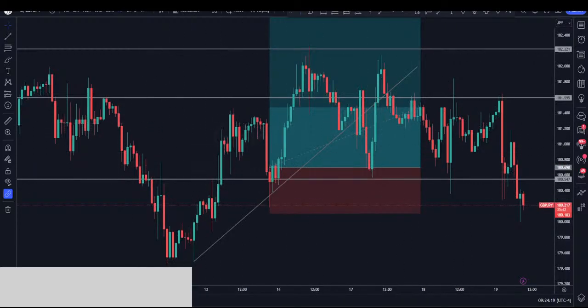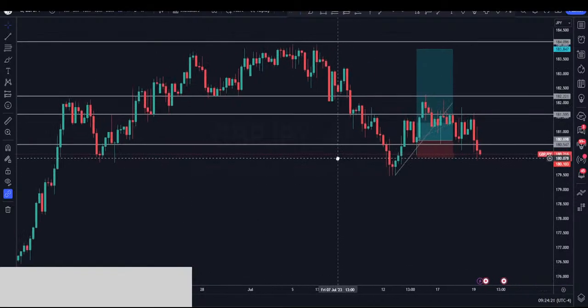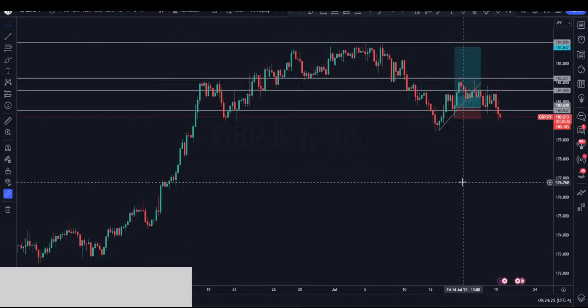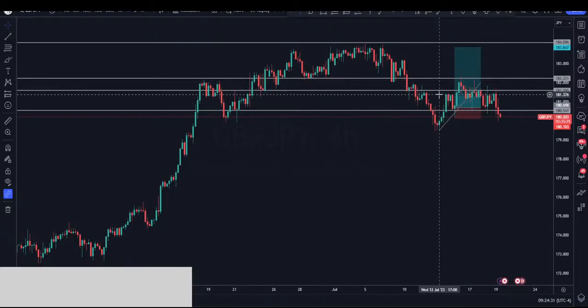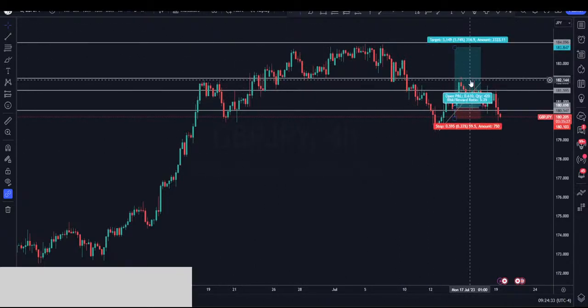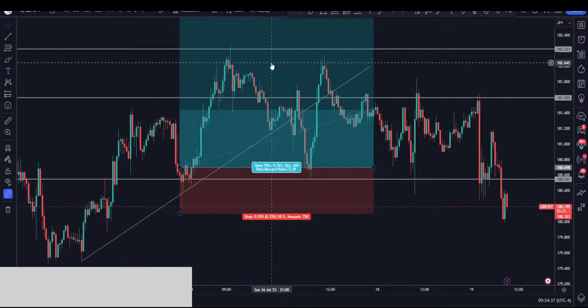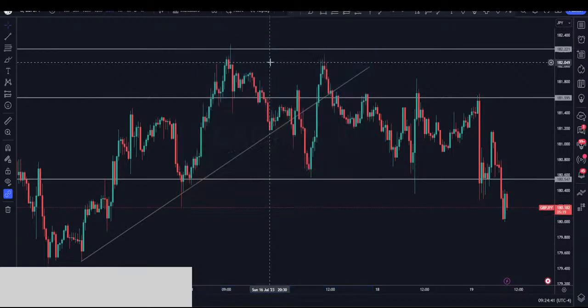Let's just take a quick look at GJ. So this trade that I was looking at earlier in the week might have hit like a TP1, but then that was it.